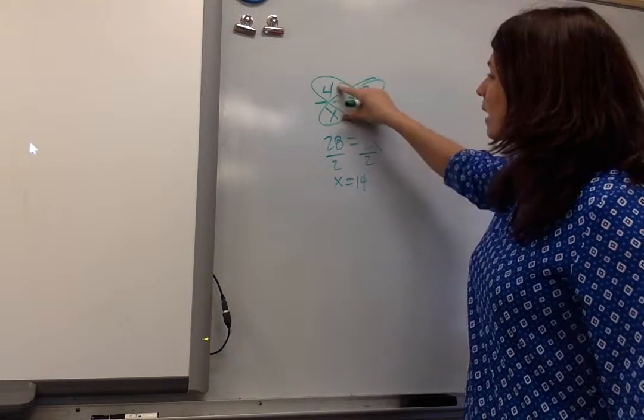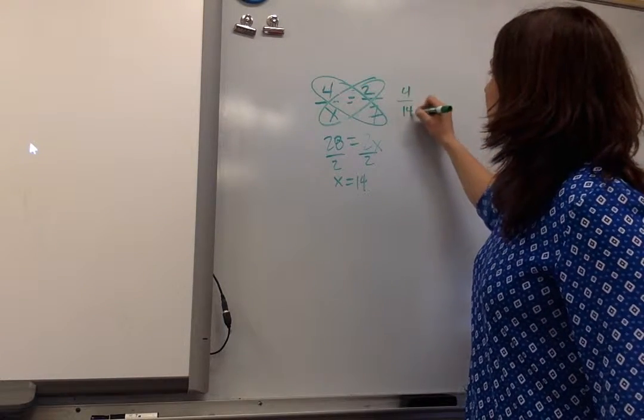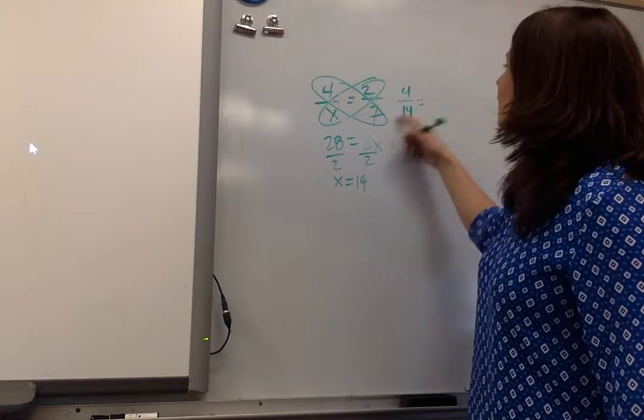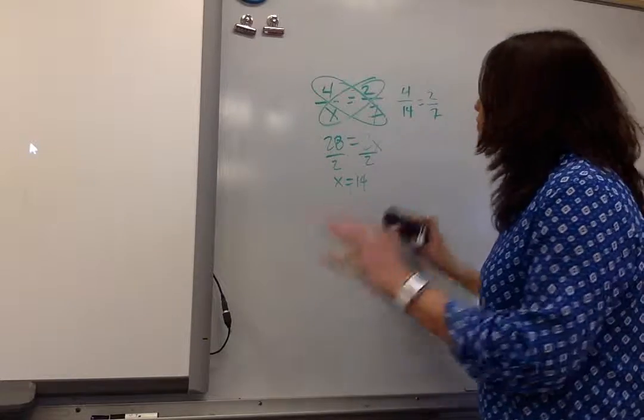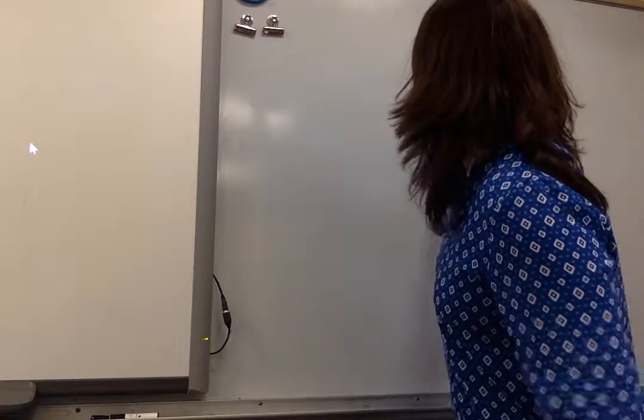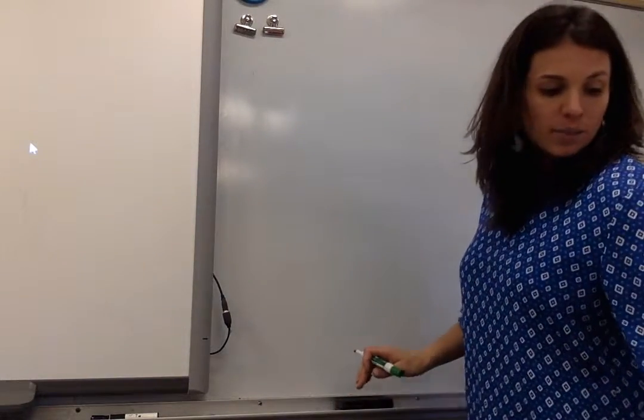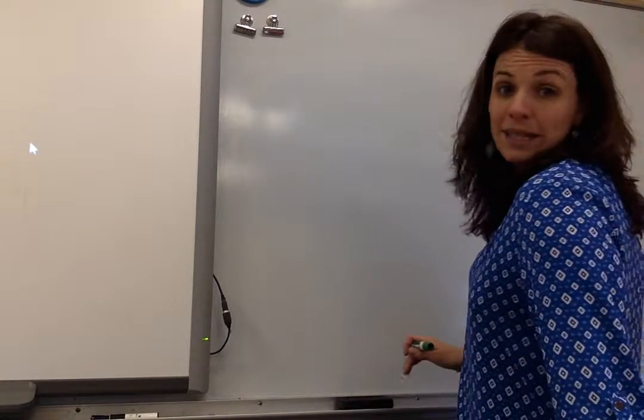And again, I check my answer. Does 4 over 14 reduce to 2 over 7? And it does. So we have equivalent fractions, equivalent ratios, so we know we're good. So that was a simple one. Now, let's look at number 16 in your notes.